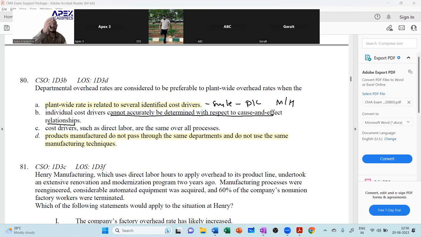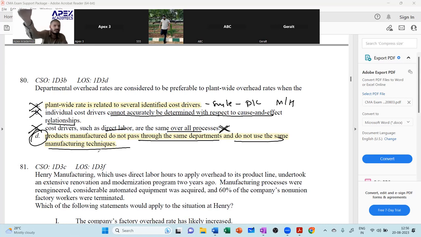What is the delivery cost based on? Number of deliveries. Simple. Cost drivers such as direct labor are the same overall processes. No, they are not the same overall processes. Each process has its own different cost drivers. So all these statements are wrong. This statement, however, is right: manufactured products do not pass through the same department and they don't use the same manufacturing techniques. Because of that, you will prefer to use departmental rates, because methods of production differ from one department to another.